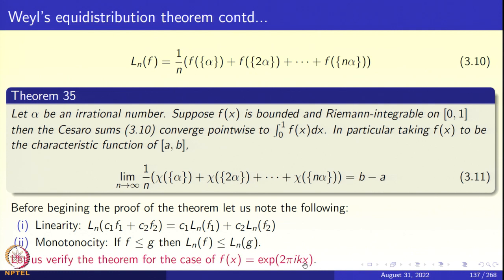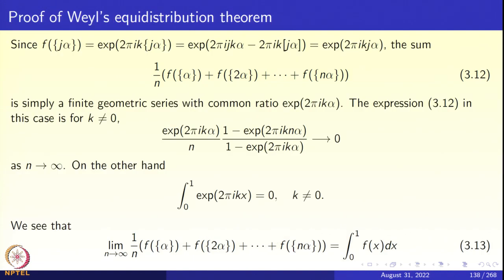What happens when k is 0? When k is 0, the function f is a constant function. These L_n's are all 1, and the integral is also 1. And theorem 3.5 is trivially true when you take k equal to 0. So we have proved 3.13, where f is the exponential function e to the power 2 pi i k x.